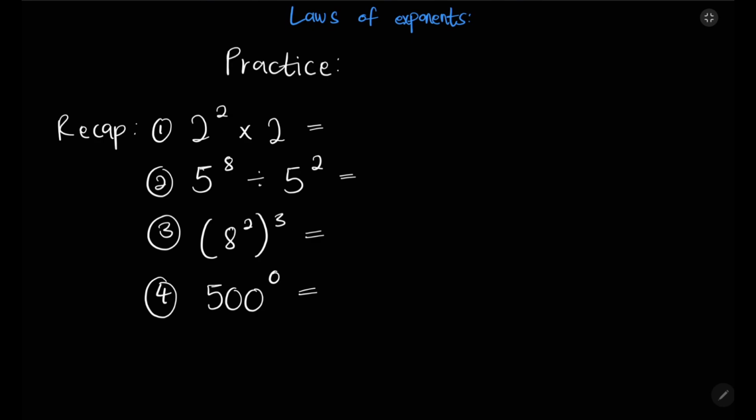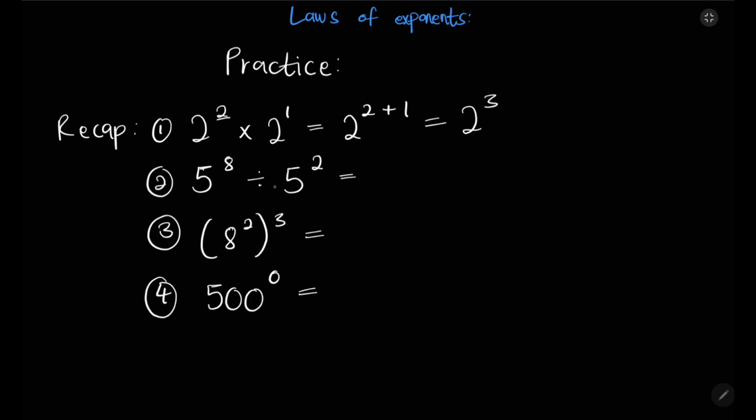The first one, that if you have 2 to the power 2 times 2, what you should do is to add their exponents, right? So you keep the base, you have 2 here, 2 plus, you have 2, you know that it's the power to the power 1. So this is 2 plus 1, so your answer is 2 to the power 3.